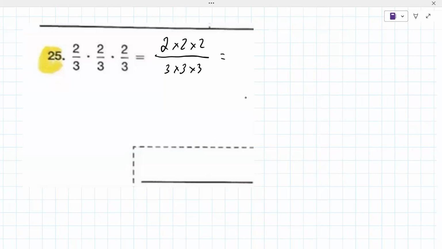I got it. Okay. What is your final answer? 8/27. 8/27. Good. Okay. So take a look at your assignment now and see if we have answered all the questions that you need to answer. Yeah, we got it. Okay.